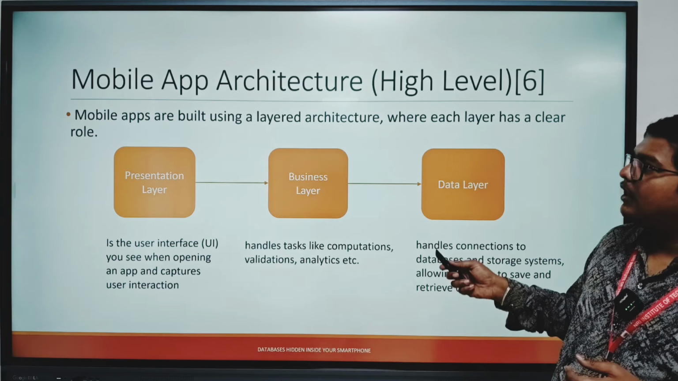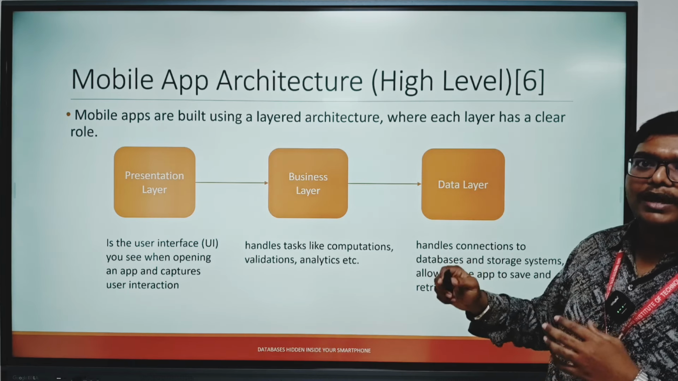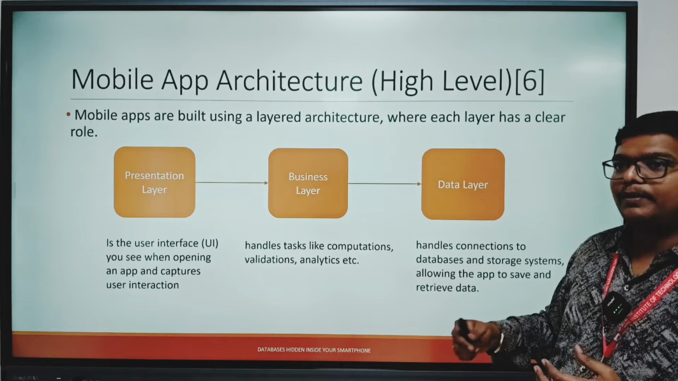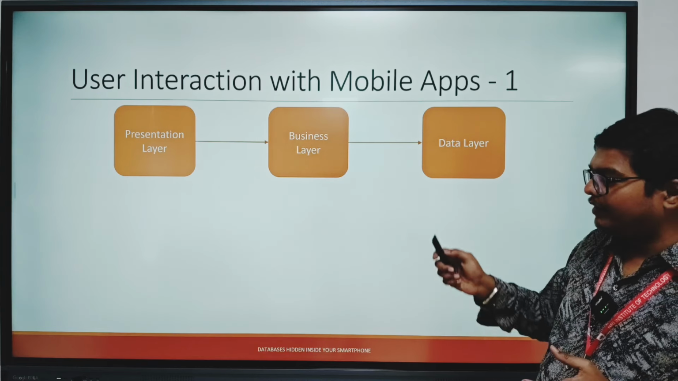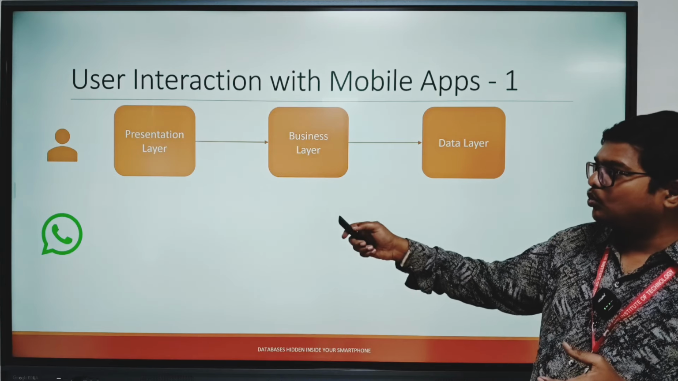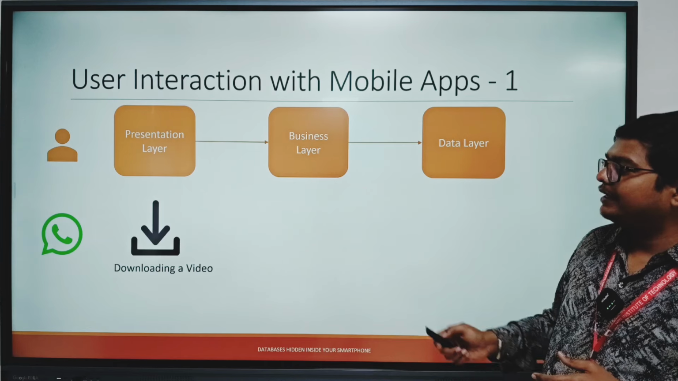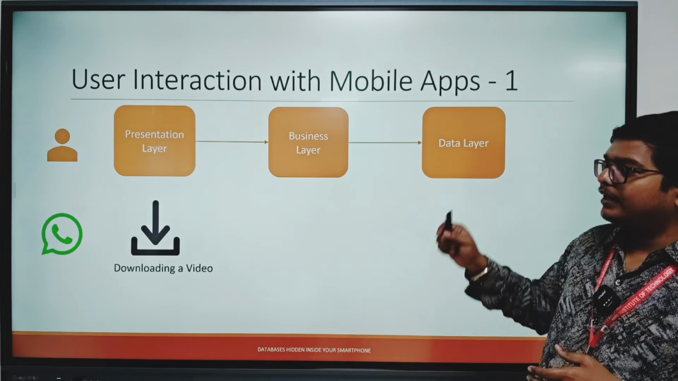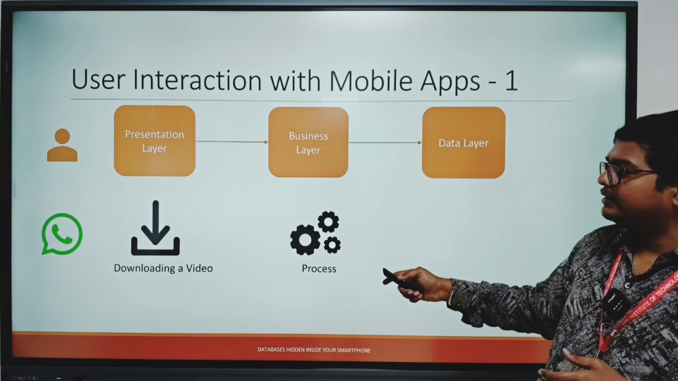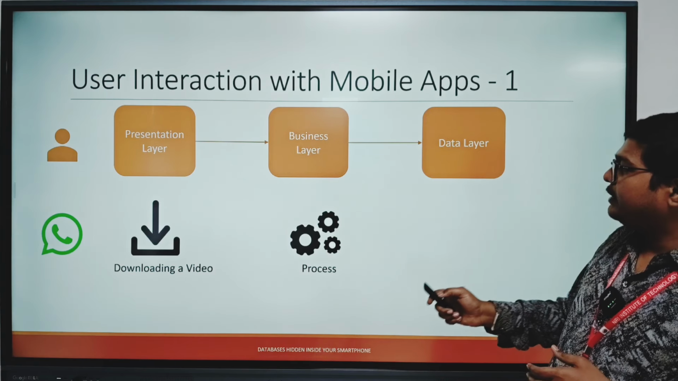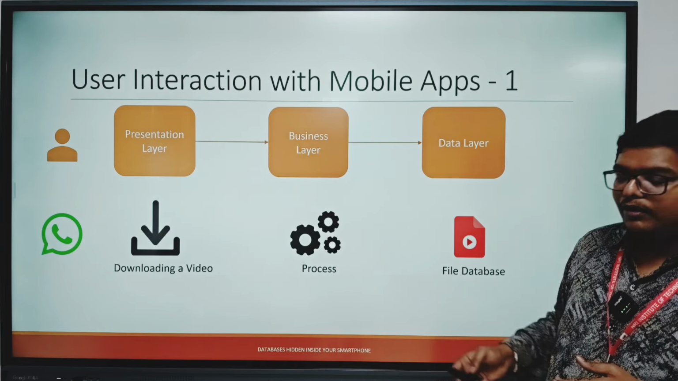Now let us try to understand user interactions for the apps that we have identified, WhatsApp and Instagram. Consider a scenario where a user is trying to access WhatsApp, and in the presentation layer, the interaction the user is trying to perform is downloading a video. When the user clicks download video, there is corresponding business layer logic that processes it, and in the data layer, the data gets stored as a file for the interaction of downloading a video.